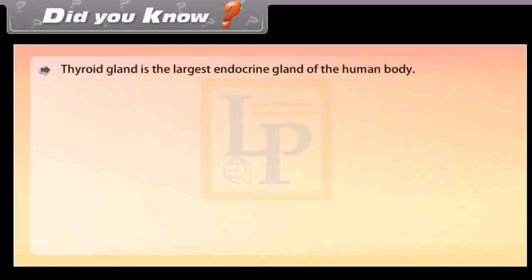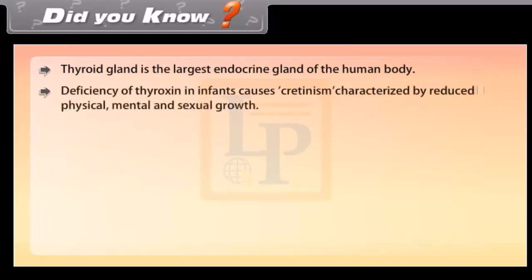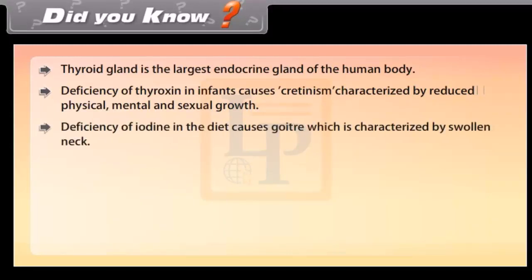Did you know? Thyroid gland is the largest endocrine gland of the human body. Deficiency of thyroxine in infants causes cretinism characterized by reduced physical, mental and sexual growth. Deficiency of iodine in the diet causes goiter, which is characterized by swollen neck.